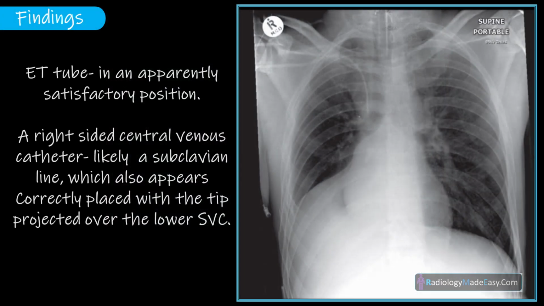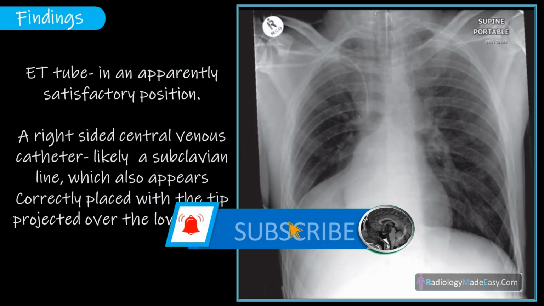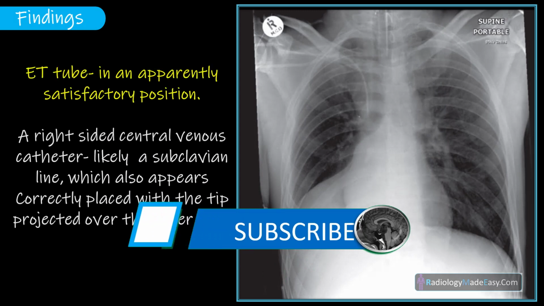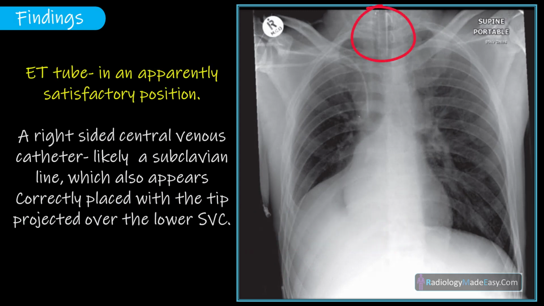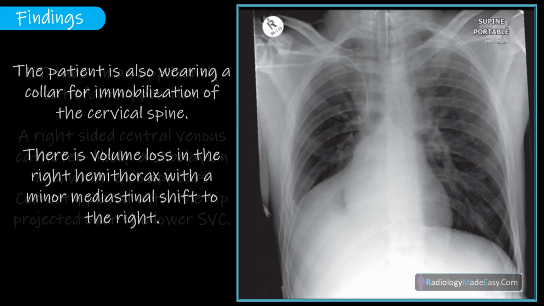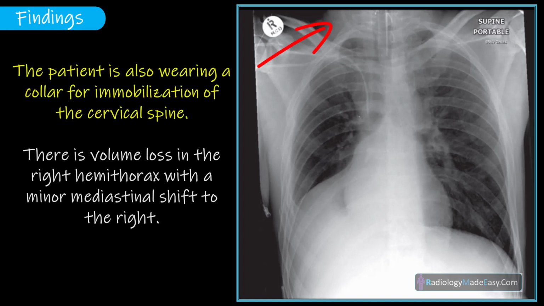So now let's discuss the findings. There is an endotracheal tube in an apparently satisfactory position. A right-sided central venous catheter, likely a subclavian line, which also appears correctly placed with the tip projected over the lower SVC. The patient is also wearing a collar for immobilization of the cervical spine.